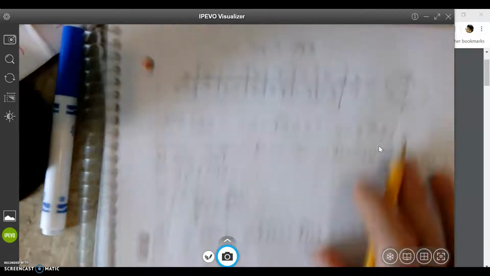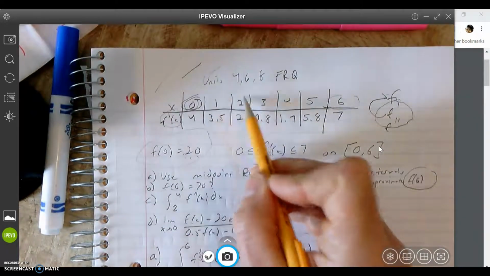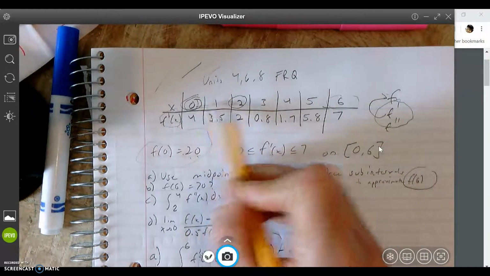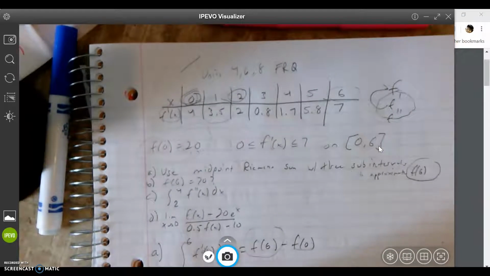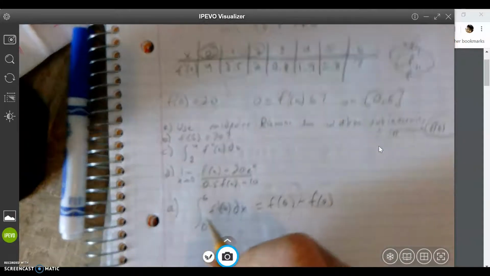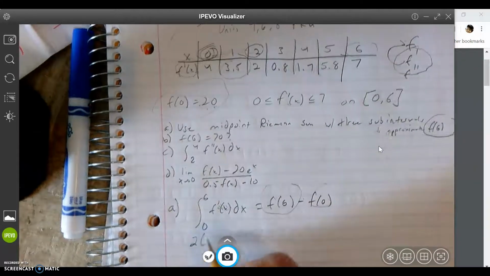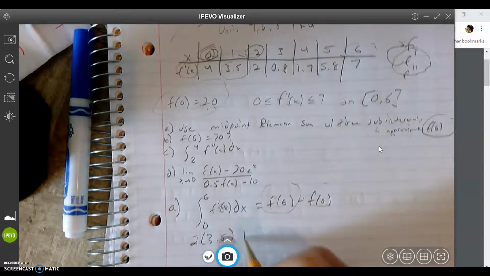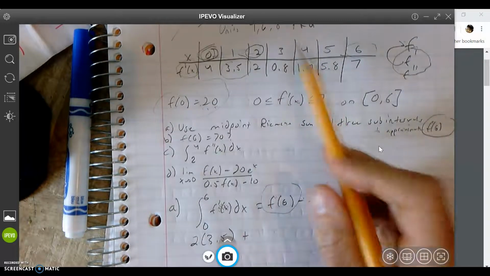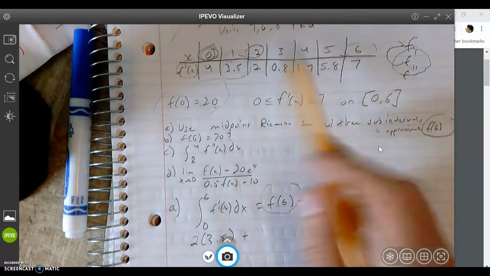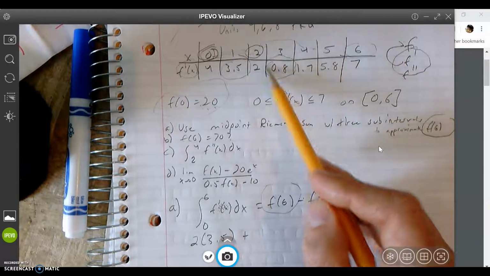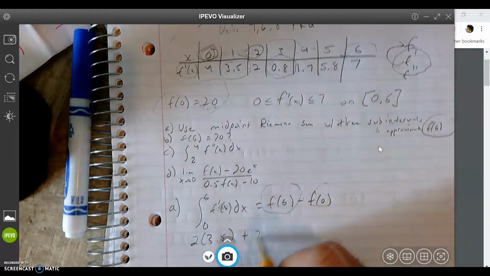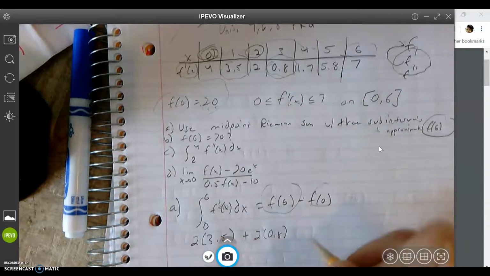So 3 subintervals, so you can draw a picture if you want, but this is the first one. The base is 2 and the height is 3.5. So this right here is going to be 2 times 3.5 plus, that's one subinterval. The other one is going to be between 2 and 4, so that's 2, and the height's going to be 0.8 right there, the midpoint. So it's going to be 2 times 8/10.